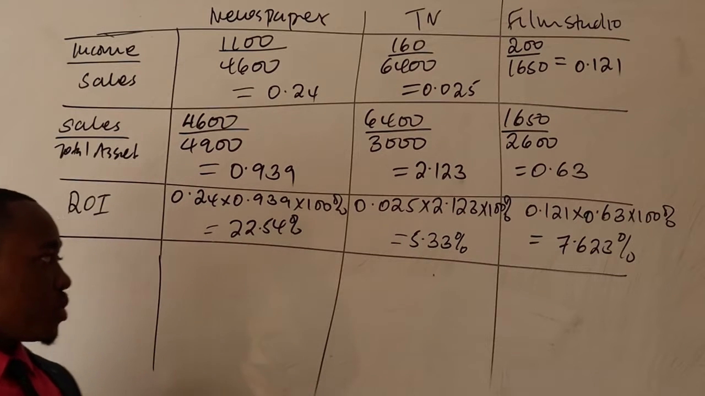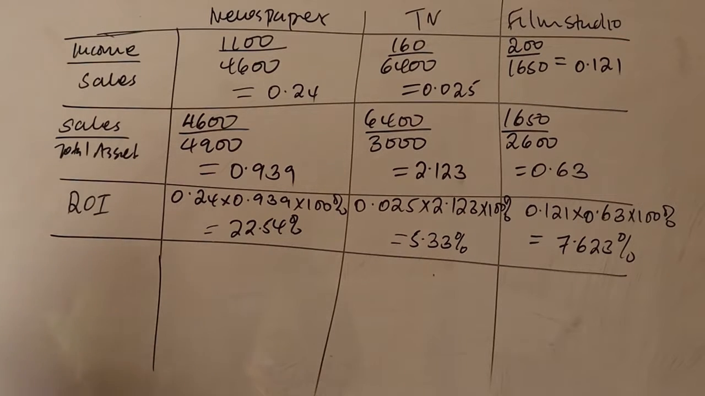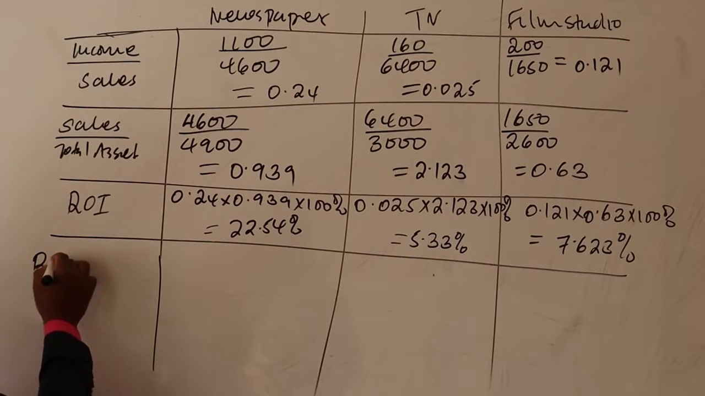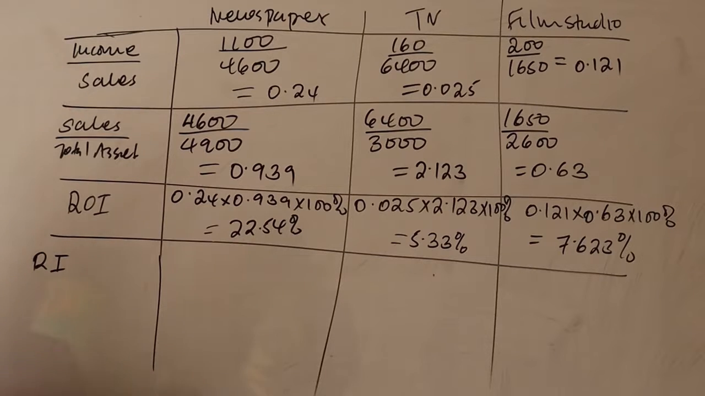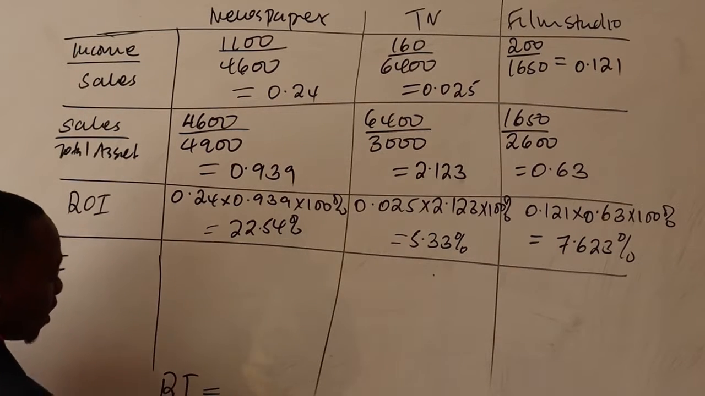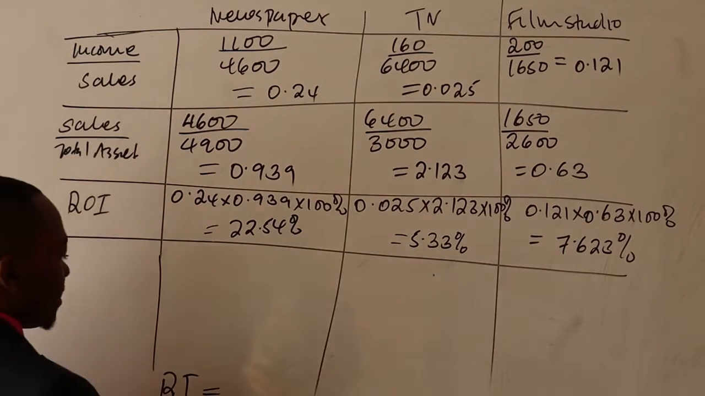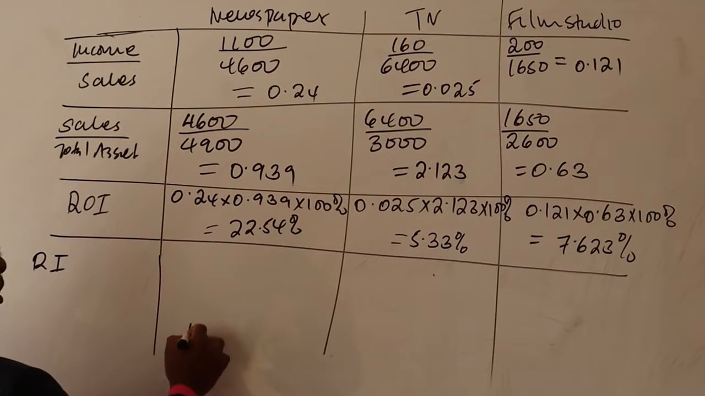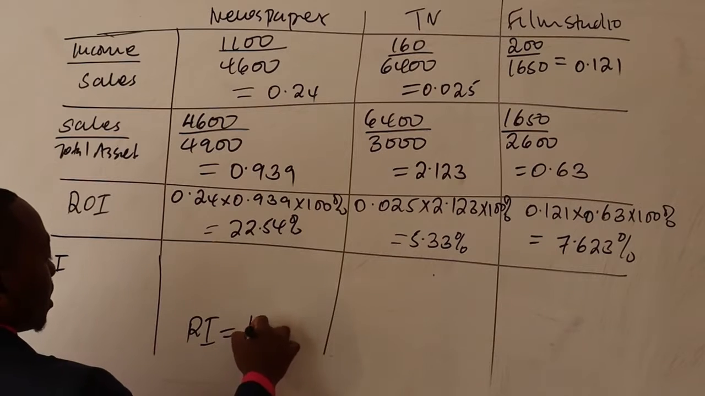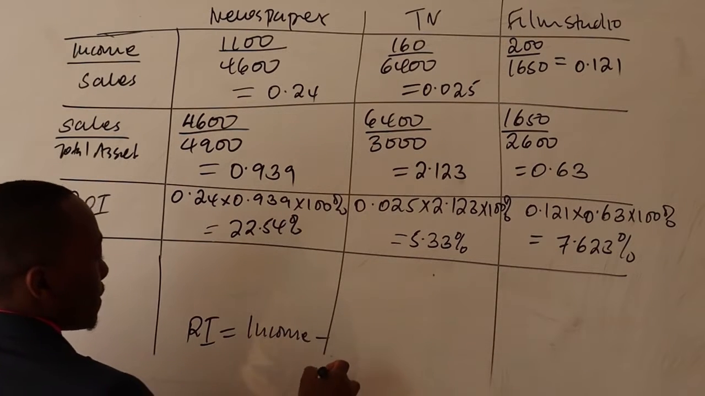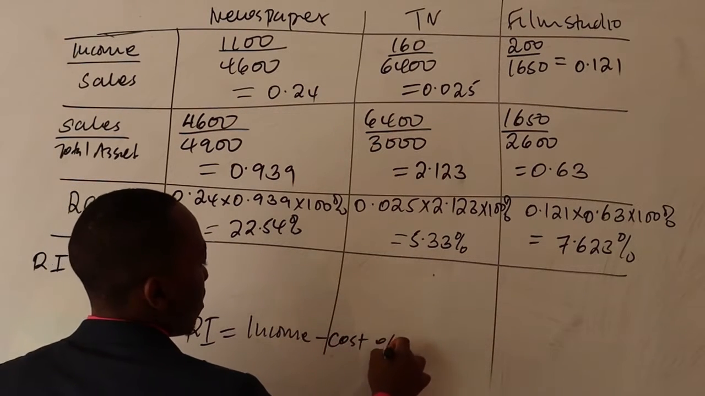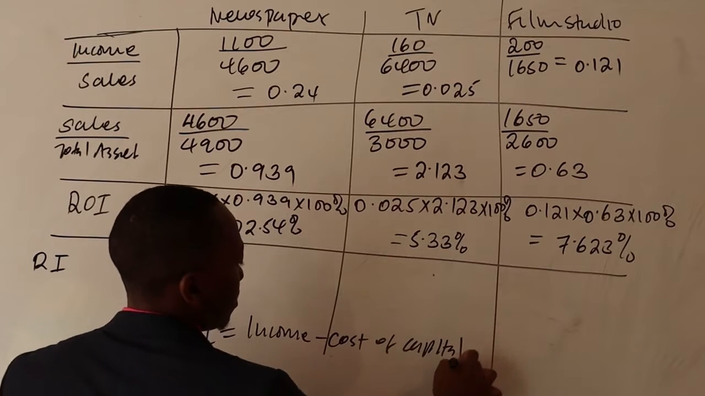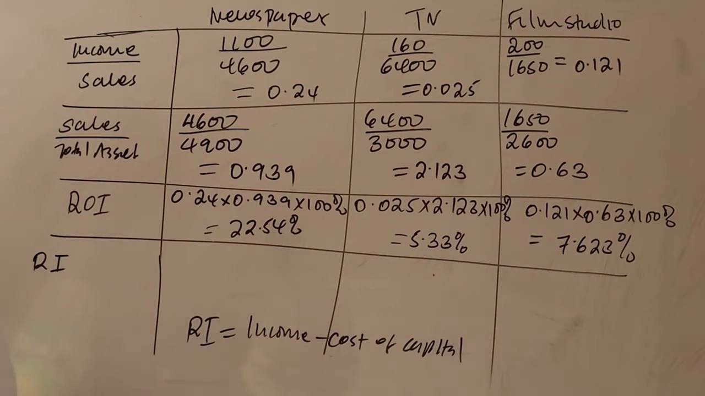So now I want us to use the same information. What if you are supposed to get the residual income? Let's determine residual income. How do we get the residual income? We said for residual income, you take the income minus cost of capital.